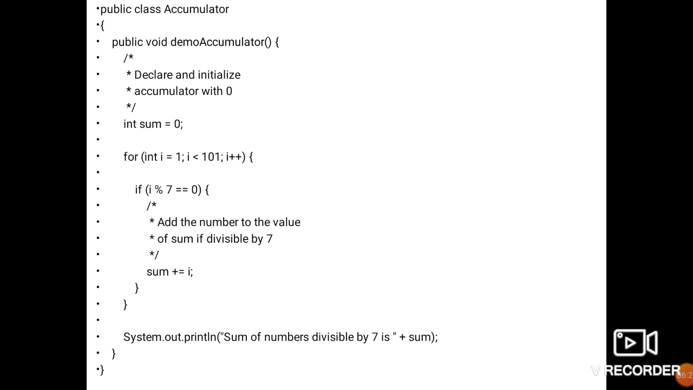So what will it do? It will again increment the sum, and sum will become 7 plus 14 is equal to 21. And similarly, we will just keep on calculating till 98 and we will get a sum of numbers which are divisible by 7 between 1 to 100.